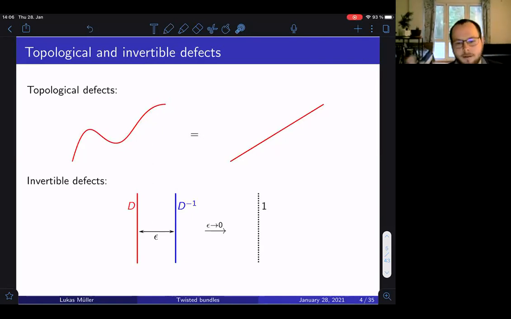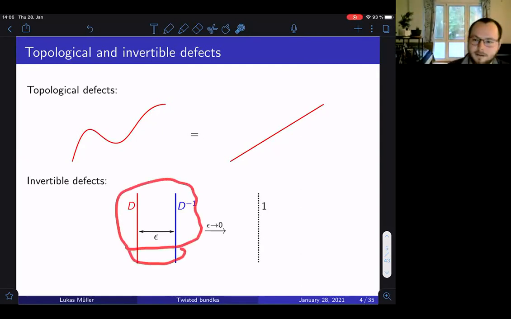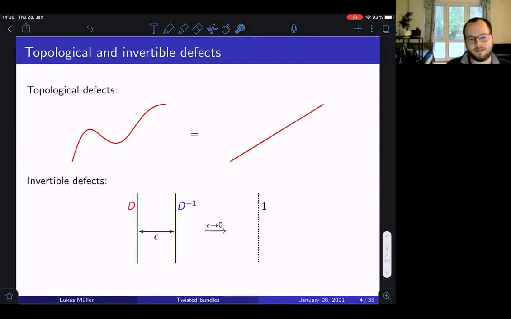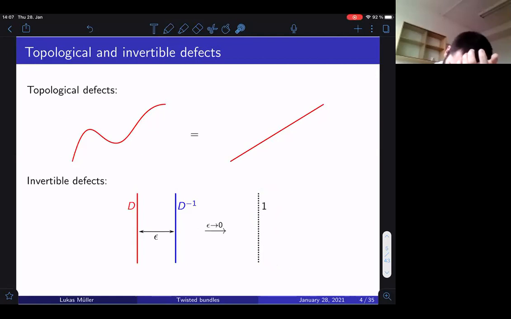If you have two defects, you can try to construct a new defect by doing the following operation. You take the two defects, you put them really close together, and you take the limit where the distance goes to 0. If you are lucky, this defines a new defect. In particular, this limit always exists if it's topological. A defect D is invertible if there exists another defect, D to the -1, such that this fusion operation gives the trivial defect. This is a defect which, when you insert it in the theory, just does nothing. So it's the same as not inserting any defects at all. And this is a defect you always have in any quantum field theory.